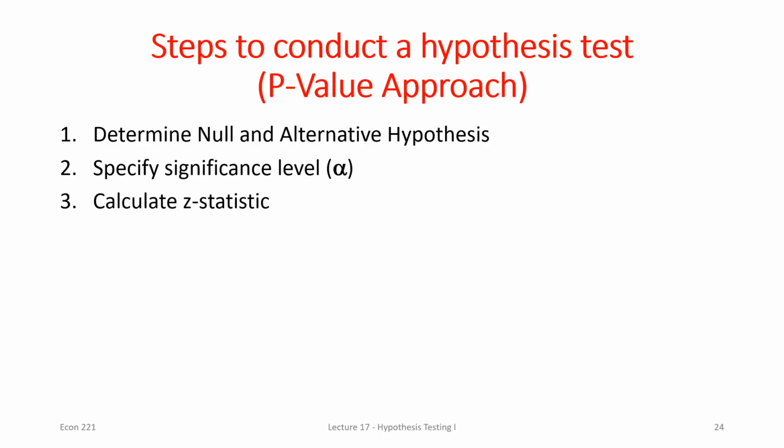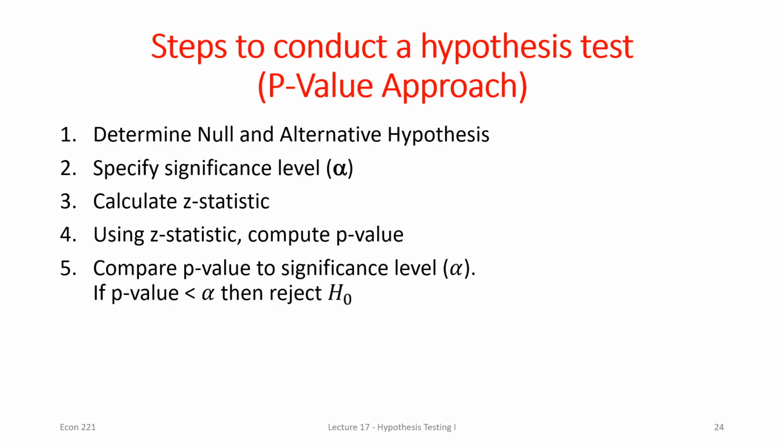Okay? We then calculate our test statistic. Using that test statistic, we find our p-value, and then if the p-value is less than alpha, we reject. If it's not less than alpha, we would fail to reject. Okay?